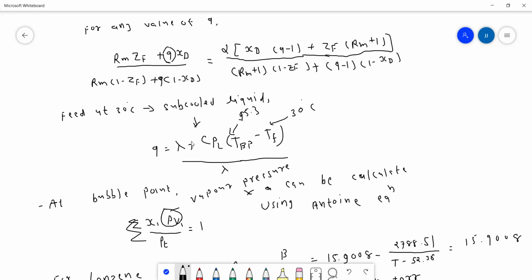But here we have a mixture of two substances having different compositions, and each component has its own latent heat of vaporization. So here lambda is equal to the summation of xi into the individual lambda. So this is equal to 0.4, this is for benzene, multiplied by the latent heat of vaporization of benzene, which is given.